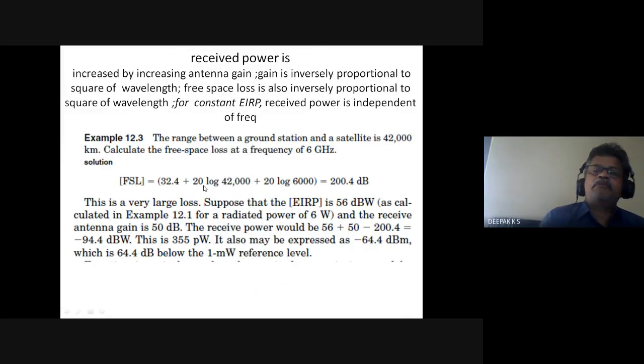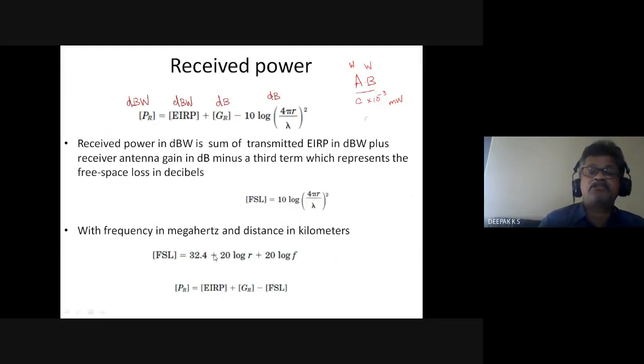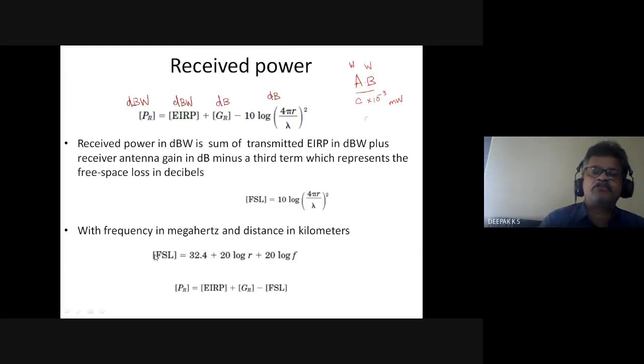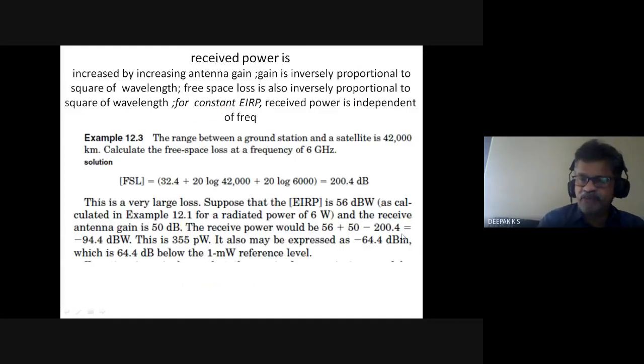Now this is a problem where the range between ground station and satellite is 42,000 kilometers. Calculate free space loss at a frequency. So free space loss you can calculate at a frequency given the distance using this expression, where frequency is in megahertz and distance is in kilometer. Here it is given in kilometer. Since the frequency is in gigahertz, you convert it into megahertz, and you get the free space loss in dB. The square bracket denotes dB. So what is this value?